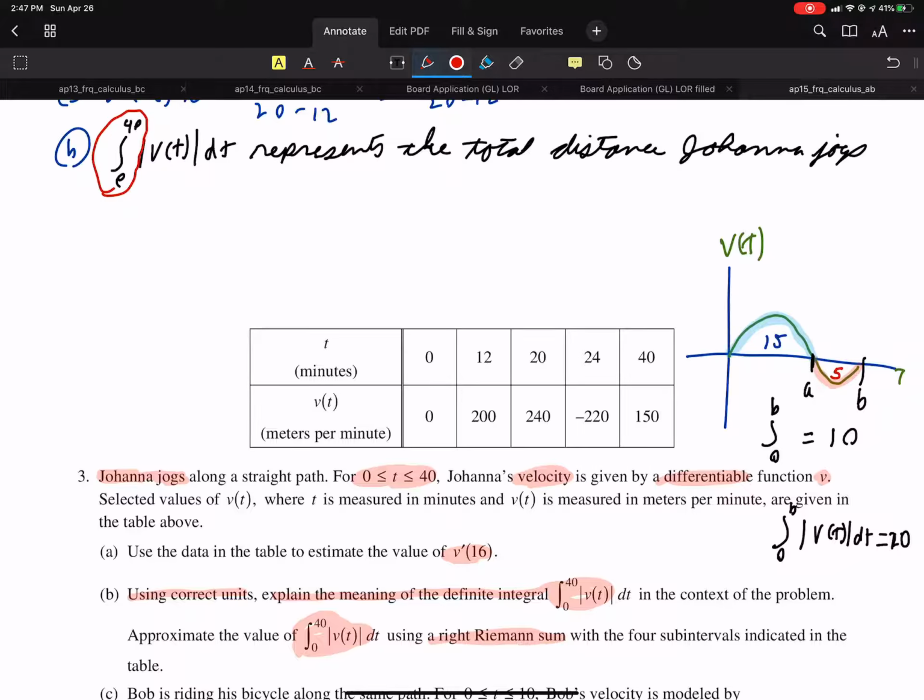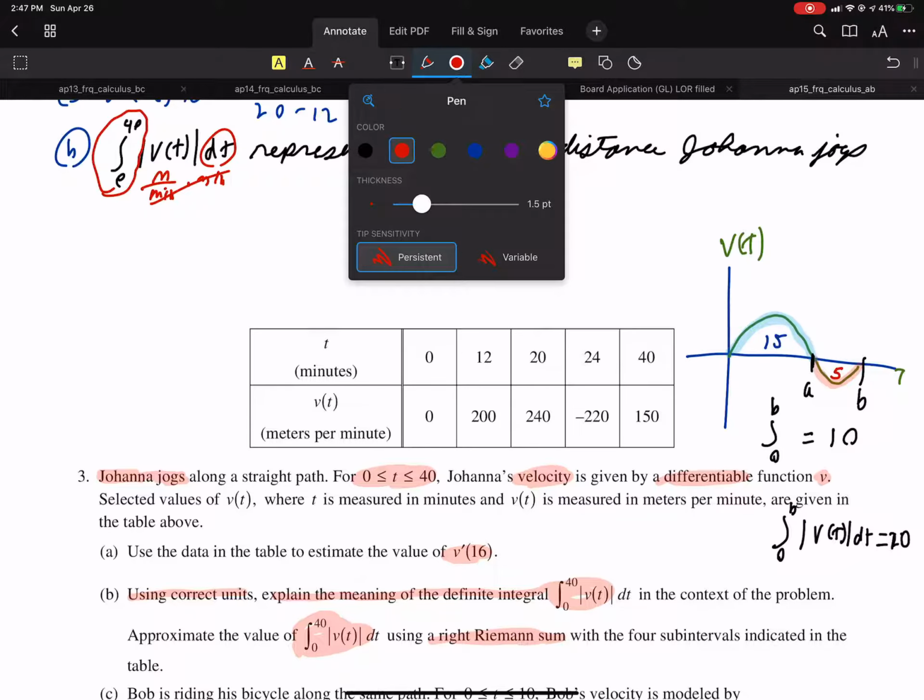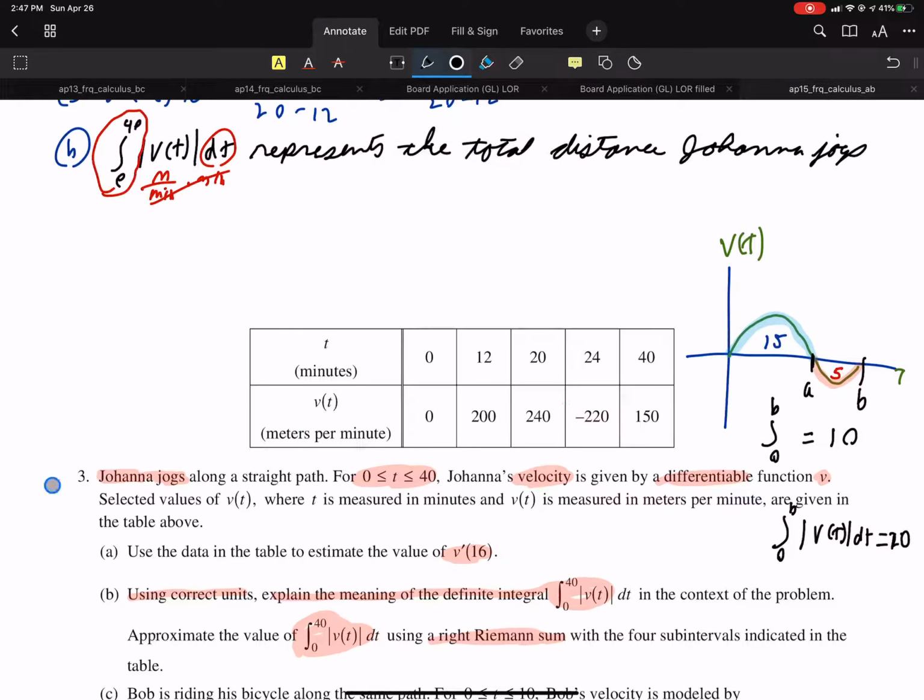The units of velocity are meters per minute, and the units for time are minutes. So you cancel those out, and you're left with meters. So that's the units they're asking for. So be careful, read the question using correct units.